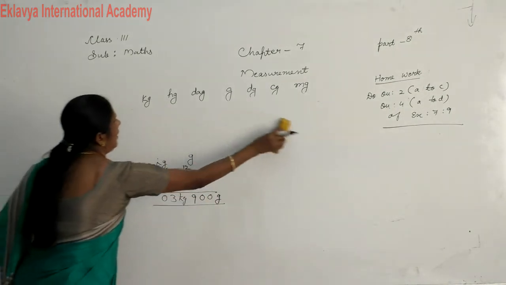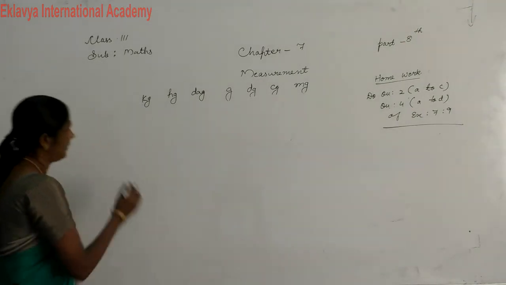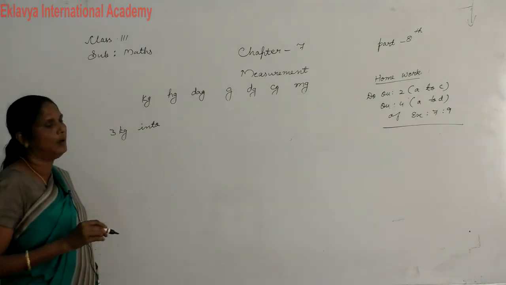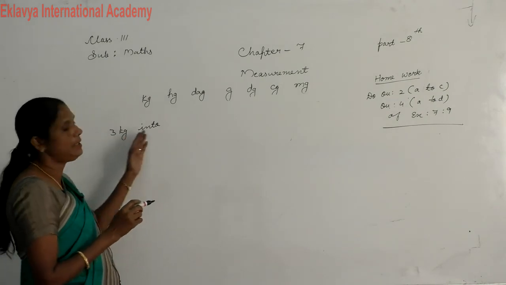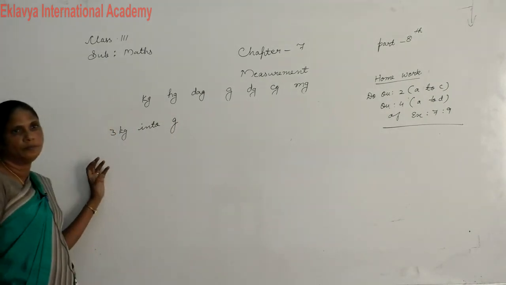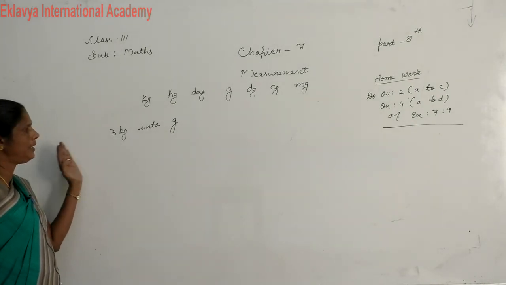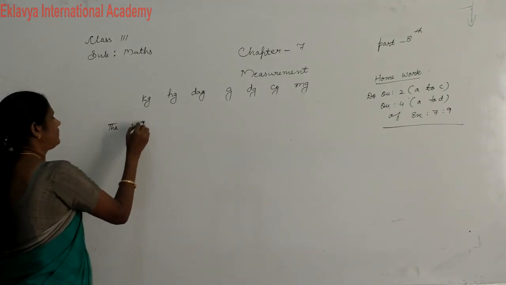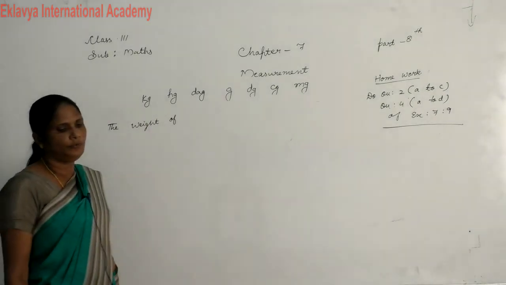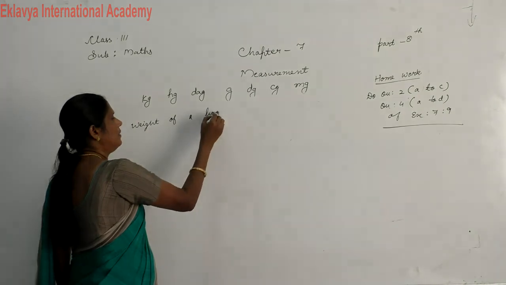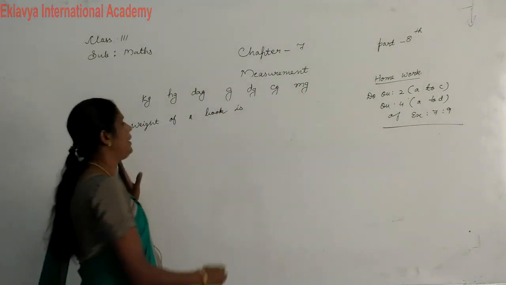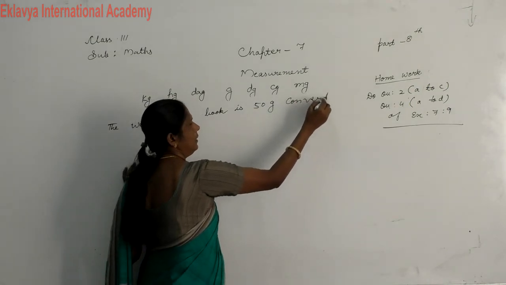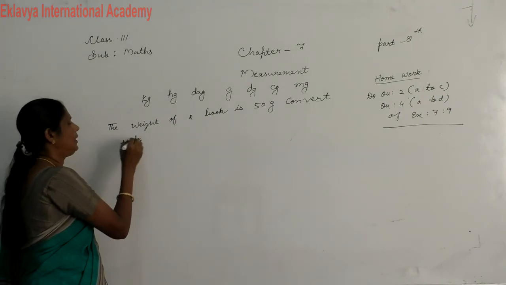Then you convert kg into gram. The weight problem: the weight of a book is 50 gram. Convert into milligram.